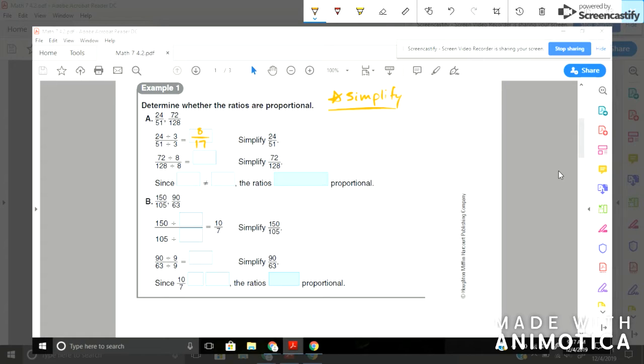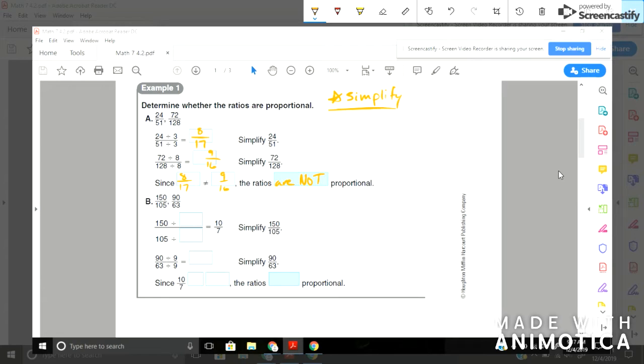Go on to your second number, 72 and 128. They're both divisible by 8. 72 divided by 8 is 9, and 128 divided by 8 will give you 16. And now 9 and 16 don't have any common factors, so this is also in simplest form. So since 8/17 is in simplest form, and so is the other fraction, 9/16, they do not equal each other. So the ratios are not proportional, because they're both in simplest form and they're not the same number.